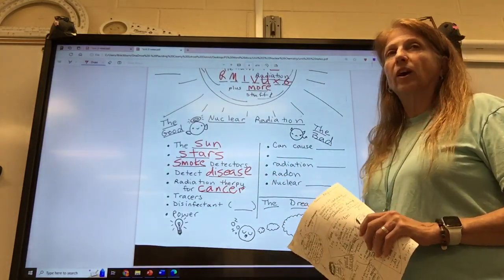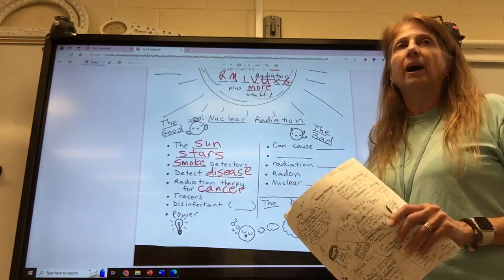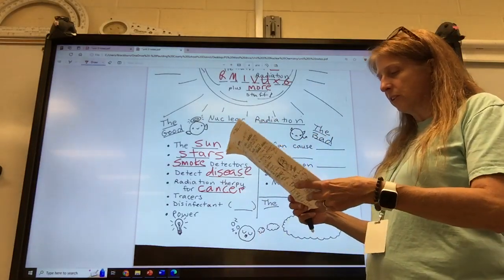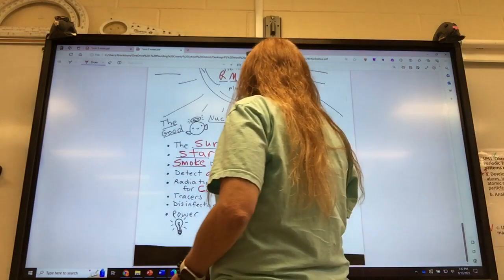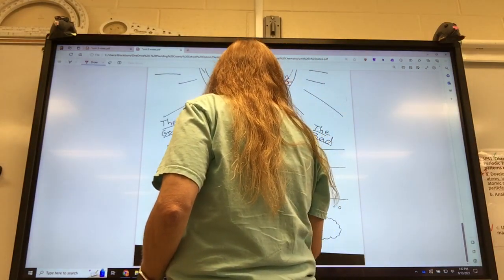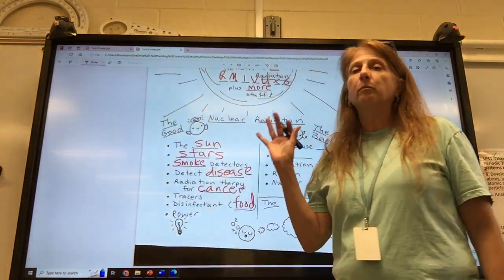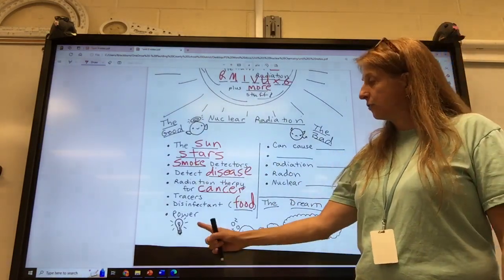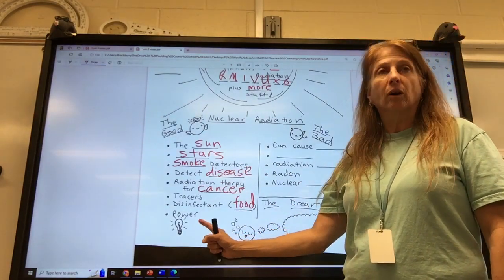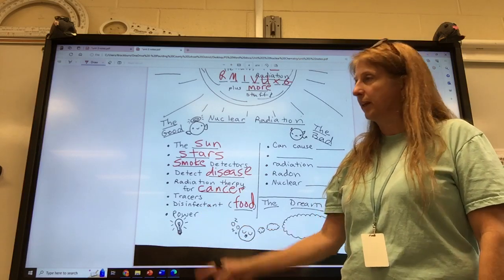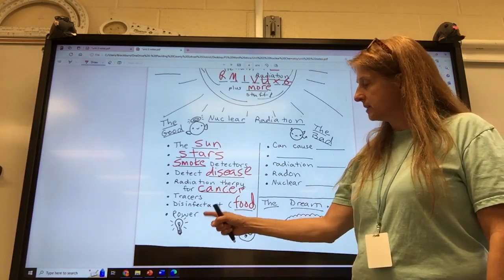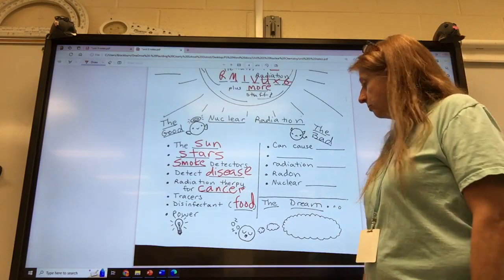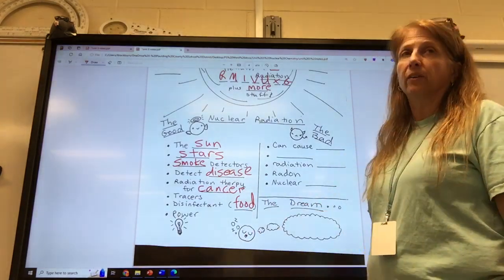They can use it for tracers in your body, or even they'll use it in industry. It can be used as a disinfectant for food. They'll take potatoes and irradiate them, put radiation on them, and then they don't go bad for a long time. It's used to make power, electricity. We have a power plant in Georgia that makes electricity with nuclear power. I think it's Plant Vogtle. So all of that's pretty good, right?